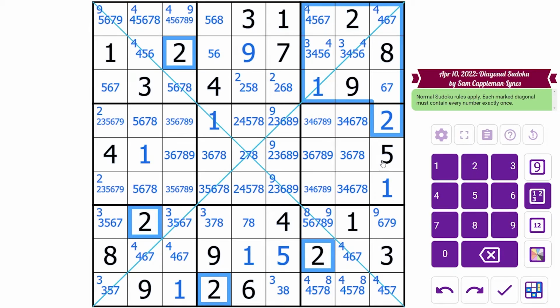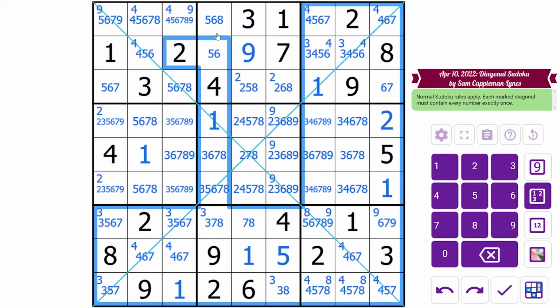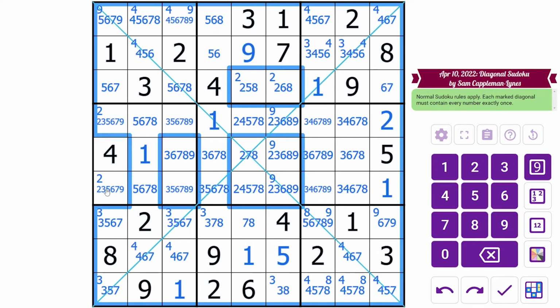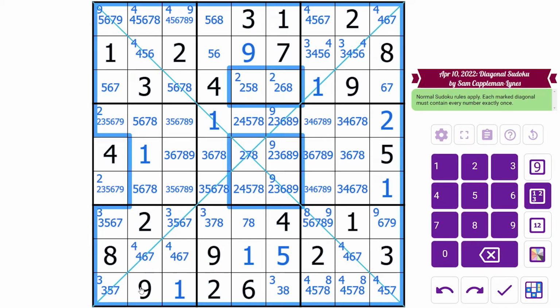Let's see. 2's done all through here. 2, 2. 2's there. These cannot be 2's. So this is the only spot for 2 in this box.